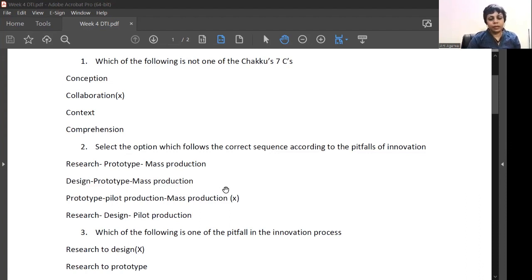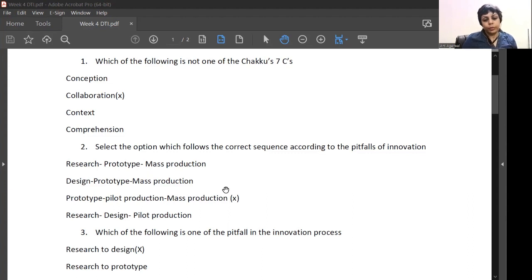Prototyping is definitely the place where a lot of people start to see some kind of failure, when what your design looks like on your drawing sheet or art board turns out not to be a simple, straightforward prototype. Then you go into the pilot production phase, and then into mass production. This is the correct sequence in which you proceed. For example, design, prototype, mass production is missing out on the pilot production phase. The first one, research, prototype, mass production, is also missing out on several steps in between, including pilot production.